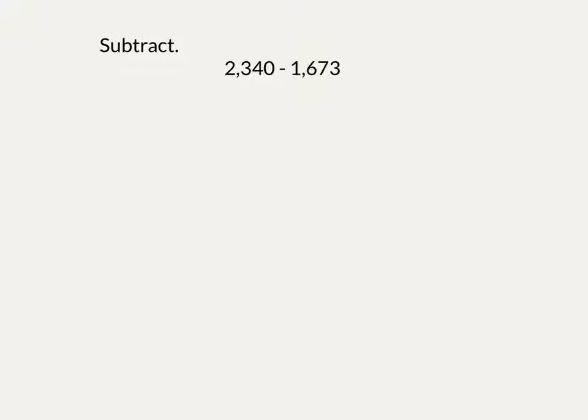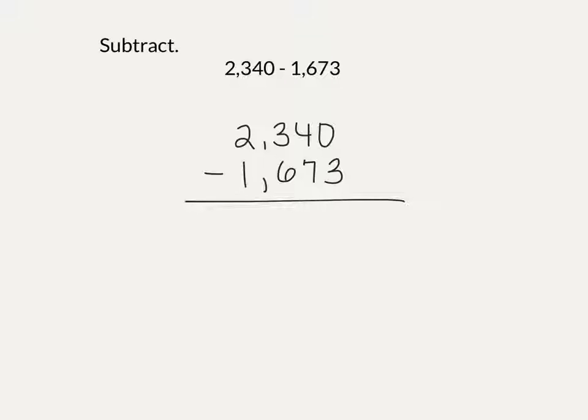Subtract 2,340 minus 1,673. We're going to subtract by hand, so we'll write this vertically. Notice that the digits in each number line up according to their place value. Now we'll start with the ones place and subtract. We have 0 minus 3. Now I can't take 3 from 0, so I need to borrow.